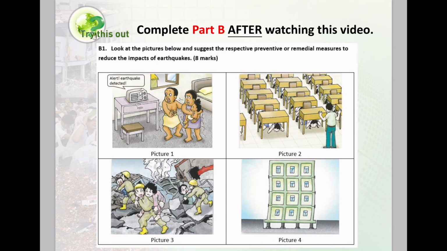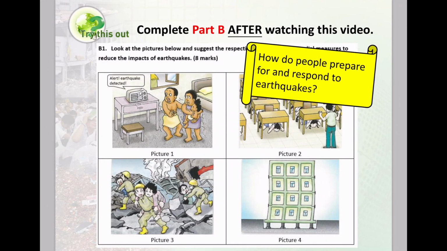Okay, there are 4 pictures here. You have to suggest the respective preventive and remedial measures to reduce the impact of earthquake. Measures. That means 措施. What are the measures mentioned here to reduce the impact of earthquake? So what you can do is to refer to the parts that talk about how the people prepare for and respond to earthquake. That's the same as what you have done in your mind map just now. So among the 5 measures, can you please match with the pictures? Which measures is matching with which scenario in the picture being shown? It shouldn't be difficult, right?